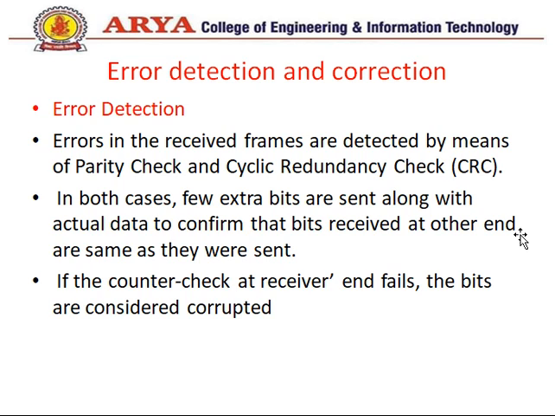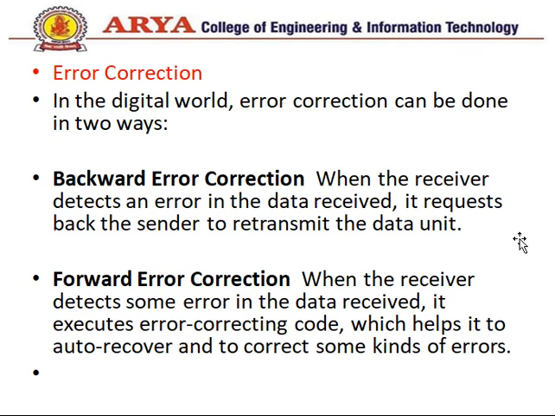Error detection and correction. Error detection: the received frames are checked by means of parity check and cyclic redundancy check. In both cases, a few extra bits are sent along with the actual data to confirm that the bits received at the other end are the same as they were sent. If the checks at the receiver fail, the bits are considered corrupted. So what is error detection? It is the method of detecting the error in the sent data.